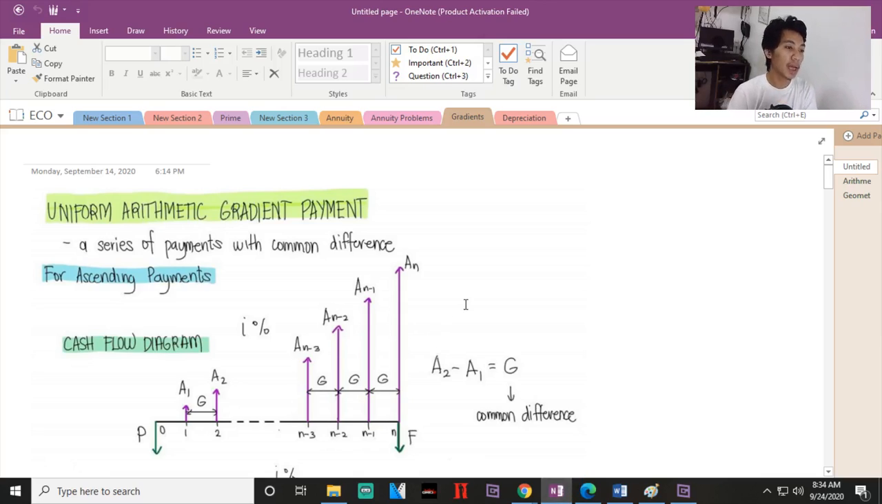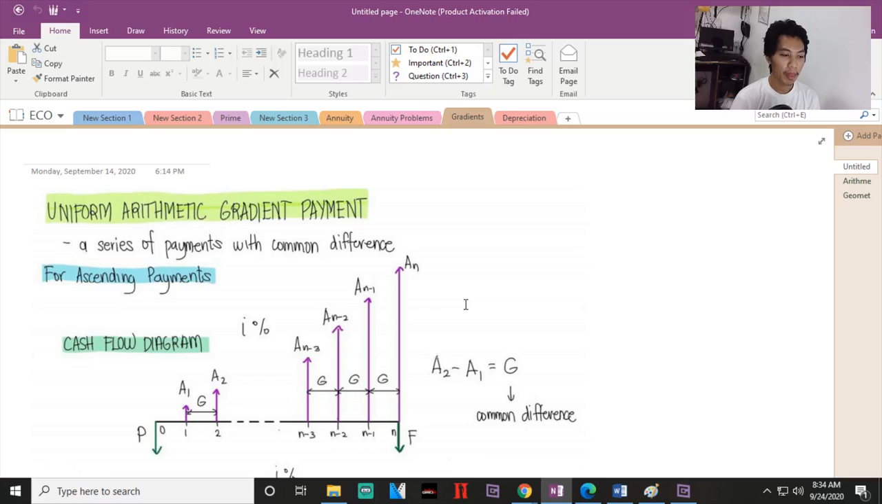Now we'll talk about gradients. Ano nga ba yung gradients? Para lang yan series of payments with common difference. Kaya lang, depende kung geometrically increasing or arithmetically increasing. Dalawa lang naman ang kaso niyan. Number one, yung arithmetic gradient payment, where a series of payments, meron silang common difference. Meron two types niyan, yung ascending payments, tsaka yung descending payments.